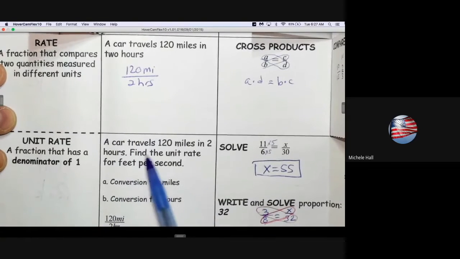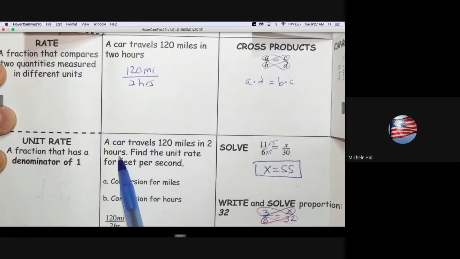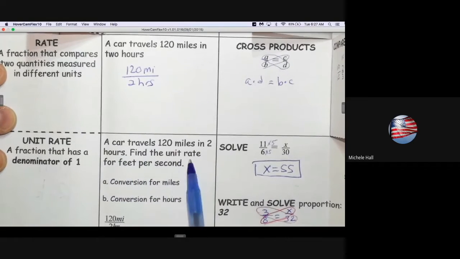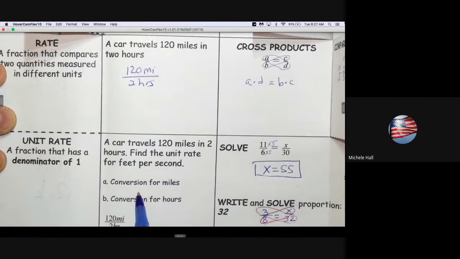All right, we have a car travels 120 miles in 2 hours. Find the unit rate for feet per second. Feet per second. So we need a conversion for miles and feet.